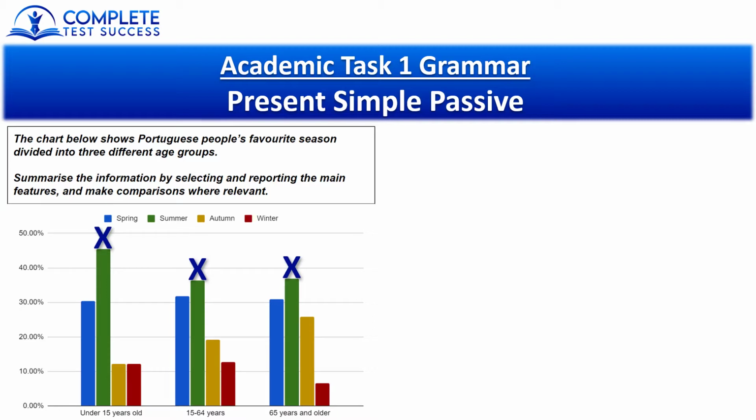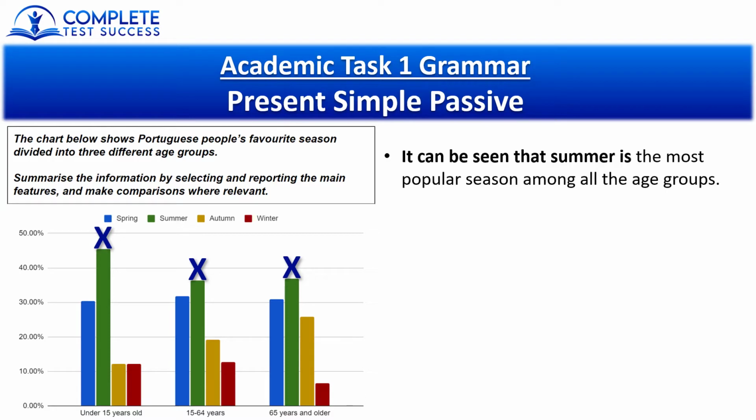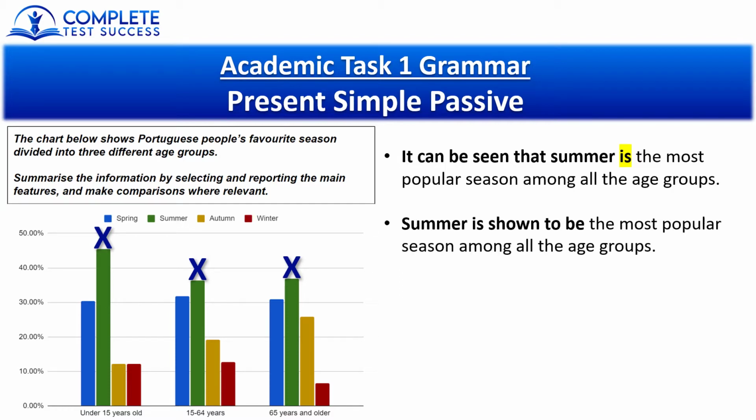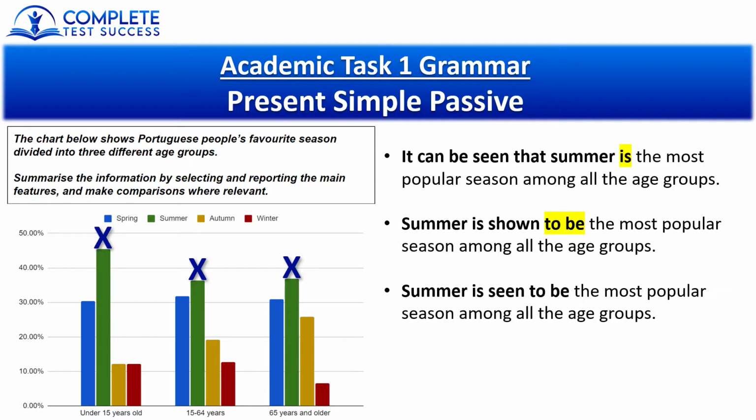So using present simple passive, I can say, it can be seen that summer is the most popular season among all the age groups. You'll notice that present simple passive was used in combination with present simple in this sentence. Next, summer is shown to be the most popular season among all the age groups. And with this phrase, we needed to use the infinitive. Finally, summer is seen to be the most popular season among all the age groups. And again, we needed the infinitive this time.